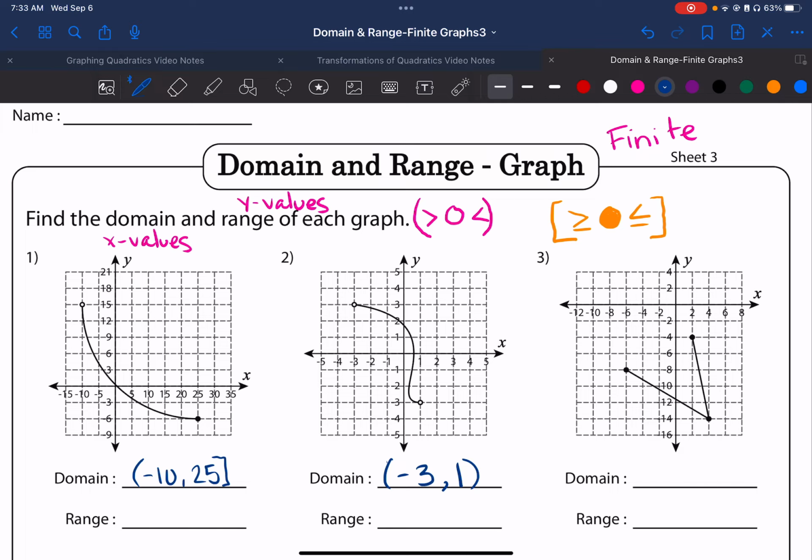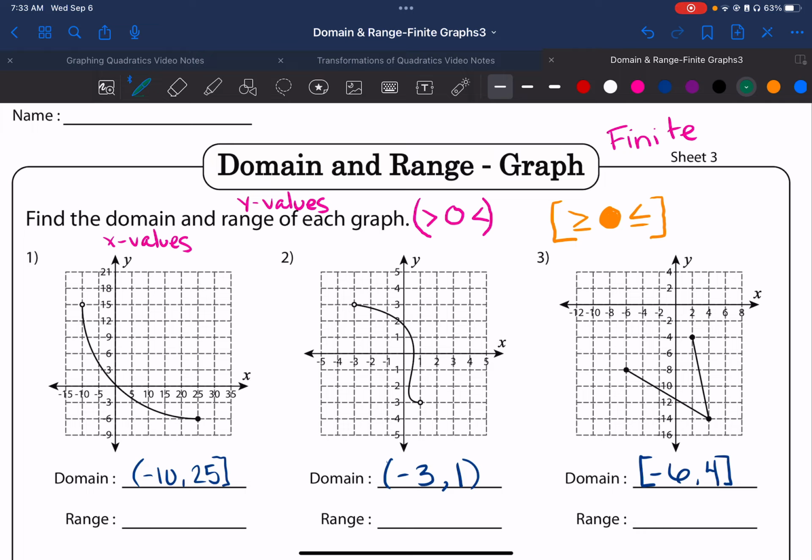For graph 3, we're starting at -6. You would think that we're going all the way to 2, but we have a graph that lives further. We actually have an endpoint down here, which pushes our graph all the way out to 4 as the other endpoint for the domain. At both -6 and 4, we have closed circles, so on both sides of this domain interval, we're going to use brackets.